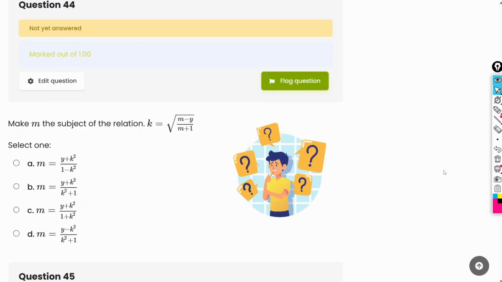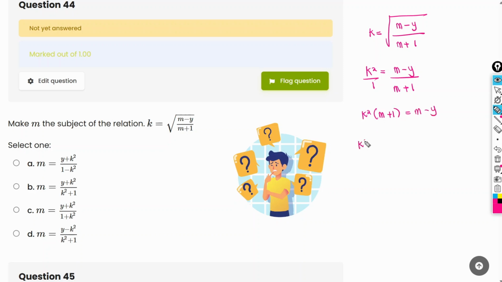44 says make m the subject of the relation. So we have k is equal to square root of m minus y over m plus 1, and we're asked to make m subject of the relation. The first thing that goes is the square root sign, because it's covering up everything. So if I square both sides, I'll have k squared is equal to m minus y over m plus 1. At this point I can cross multiply. I would have k squared times m plus 1 is equal to m minus y.